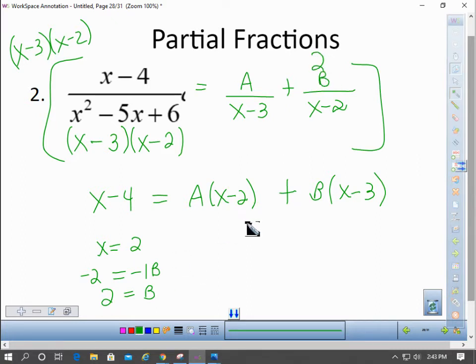So now pick a number that's going to get rid of the B term over here. The B term is going to go away if x is 3. So let's plug 3 in the entire problem. If I put a 3 in here, that'll give me negative 1 equals, plug a 3 in here, that'll give us a 1A. And of course, if you plug your 3 in here, that part's gone. So that just tells me A is negative 1. So up here, A is negative 1. So here's my answer: negative 1 over x minus 3 and 2 over x minus 2. So I've done the partial fractions decomposition.